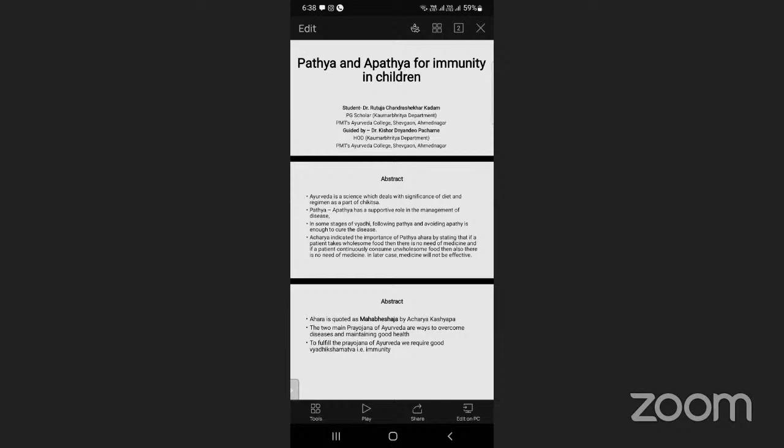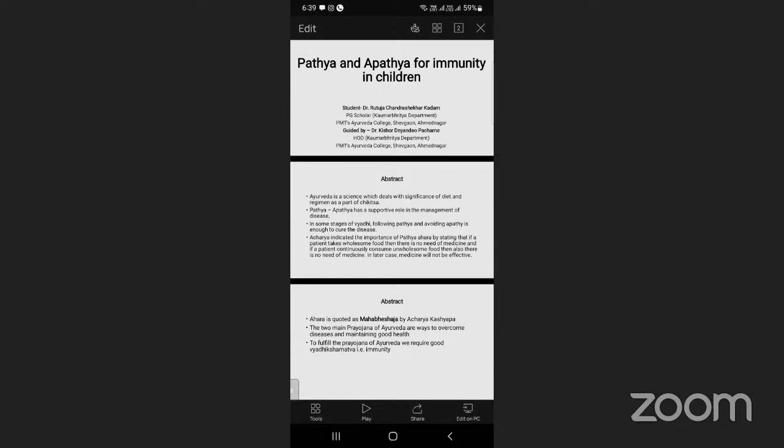Hello, myself Dr. Rutuja Chandrasekhar Kadam. I'm a PG scholar in the Ayurveda department. I'll speak about Pathya and Apathya for immunity in children. As we all know, Ayurveda is a science which deals with the significance of diet as well as regimen as a part of Chikitsa. Pathya and Apathya both have a supportive role in the management of diseases, whereas in some Vyadhis we find that following Pathya and avoiding Apathya is enough to cure the disease.